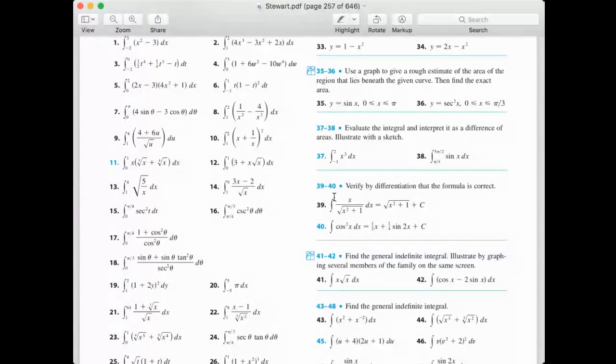We don't have a lower limit. So the answer is, because it's indefinite, a family of functions. So we add C to it. In the end, we get a family of functions. It depends on the value of C.